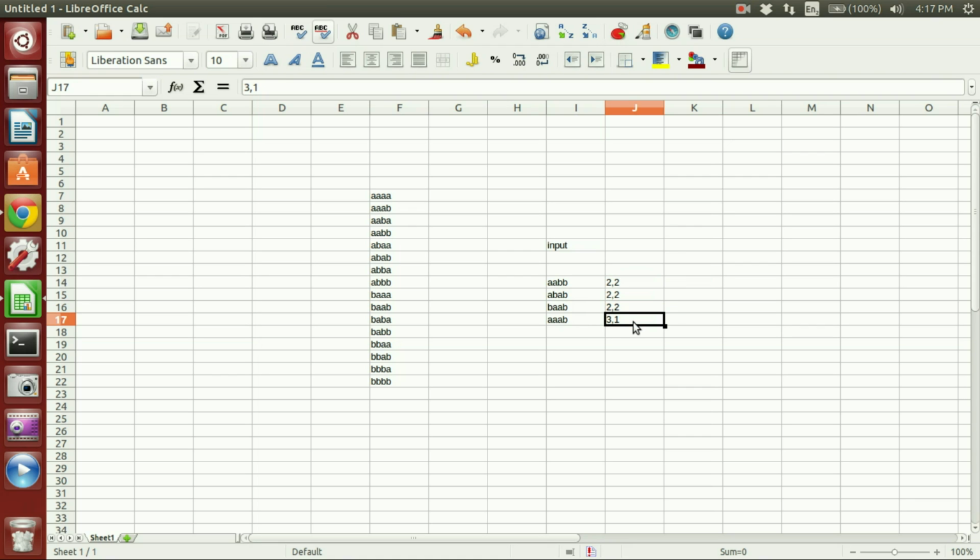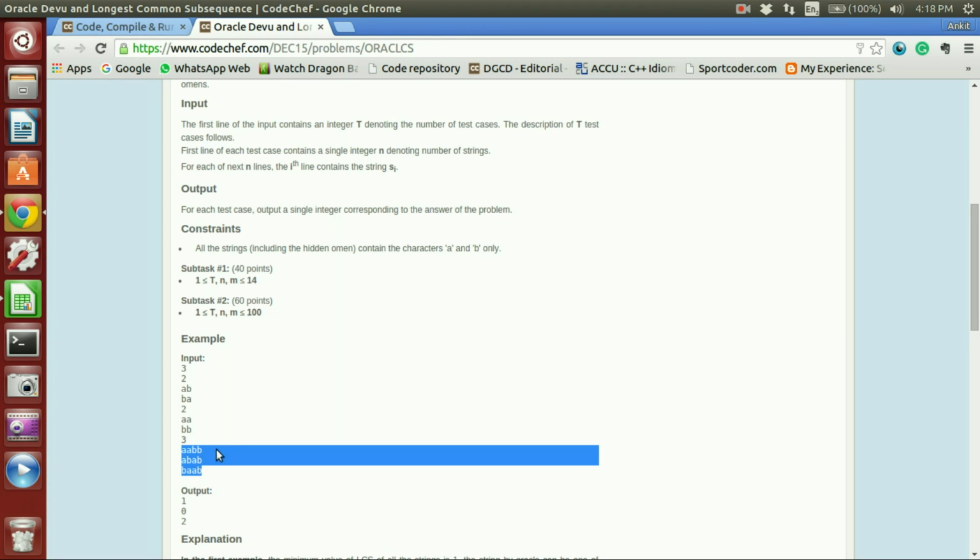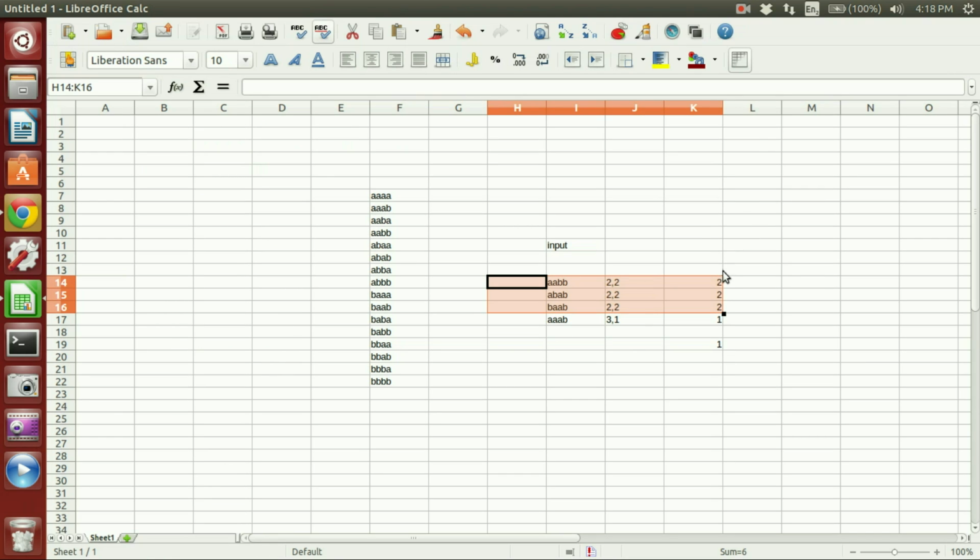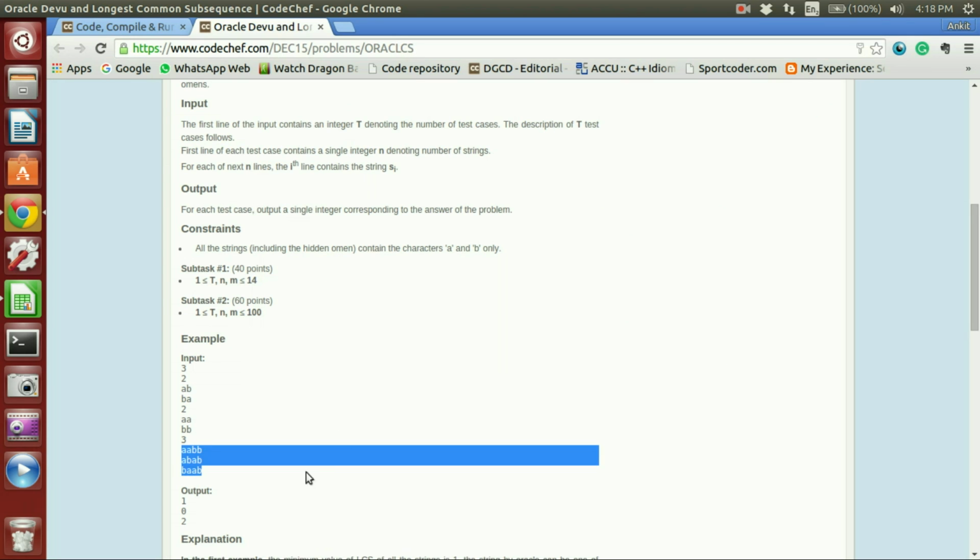So the question was just to find the total number of A's and B's and then calculate the minimum among them here, and then calculate the minimum of this. So the answer is 1. If the input is only these 3 strings, as in our given example, then the answer would be the minimum of this, so 2, same as this.